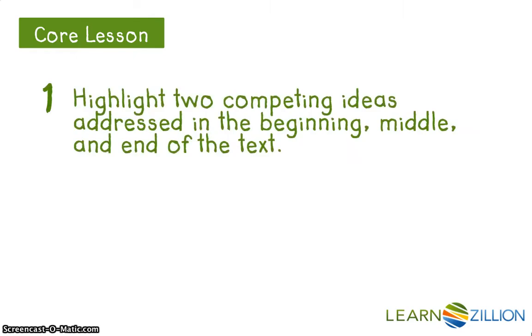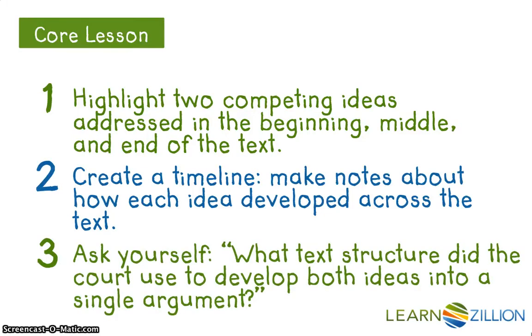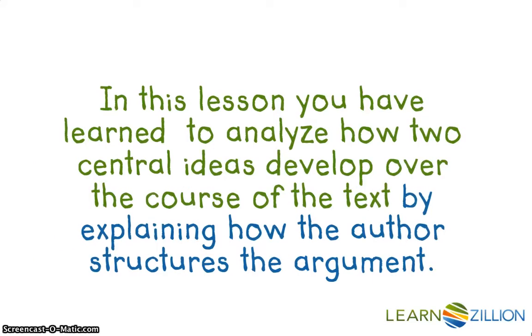First, we highlighted two competing ideas addressed in the beginning, middle, and end of the text. Second, we created a timeline, making notes about how each idea developed across the text. And third, we asked ourselves, what text structure did the court use to develop both ideas into a single argument? In this lesson, you have learned to analyze how two central ideas develop over the course of a text by explaining how the author structures the argument.